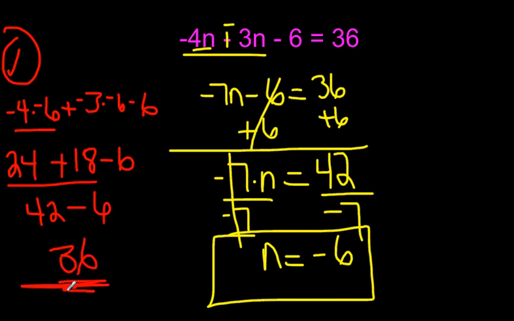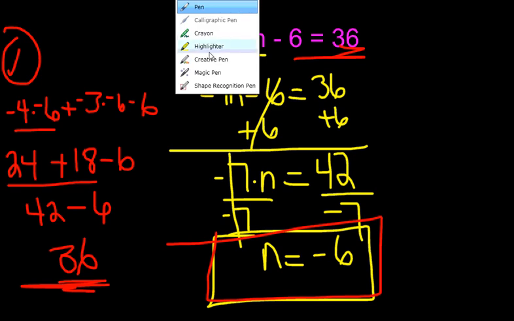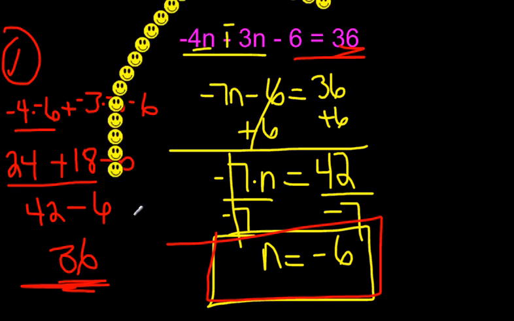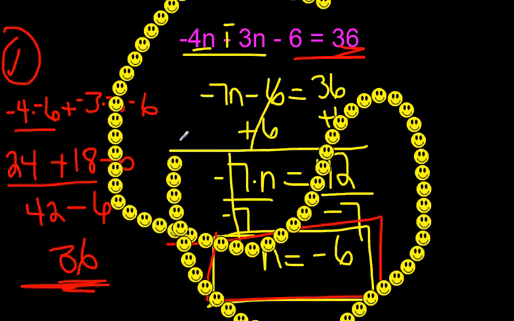I take a look. I have 36 and 36. We made a match. Look at us now. Now we know that n equals -6 is the correct answer, and we can light it up with a lot of smiles because we are right on track.